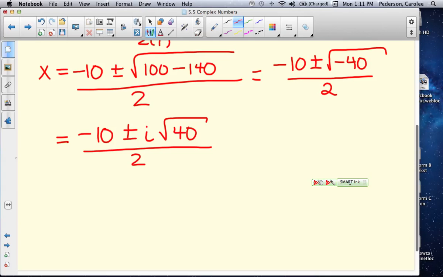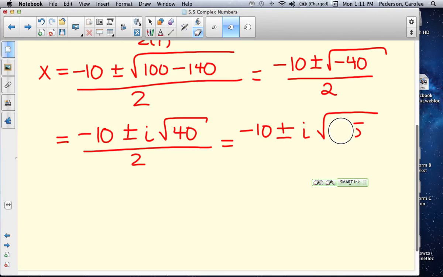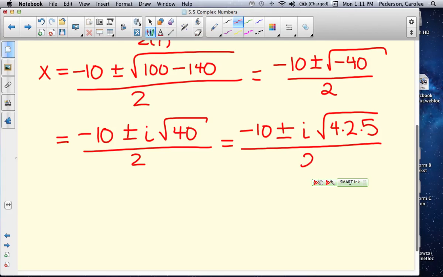into a product of 2 or maybe 3 numbers. Well, we can rewrite that as 20 times 2, or 8 times 5 is 40. Or I can rewrite that 8 as 4 times 2. So it'll be 4 times 2 times 5. 4 times 2 times 5 is 40. Now notice what pops out. The square root of 4 is 2.